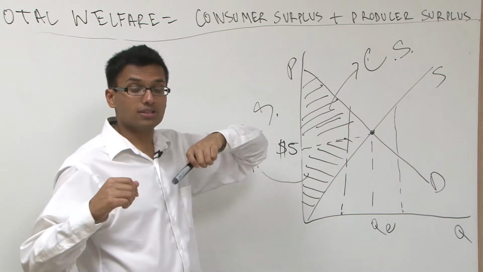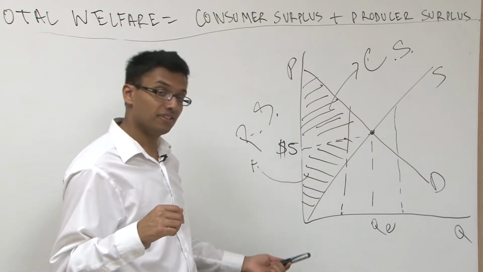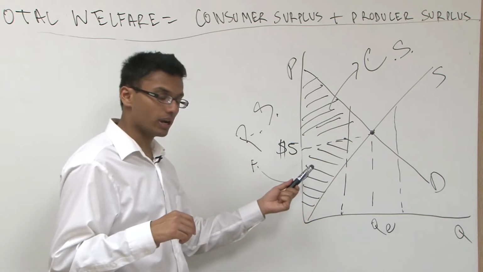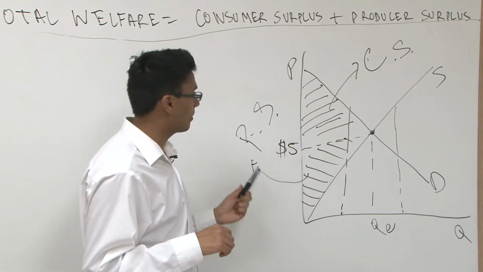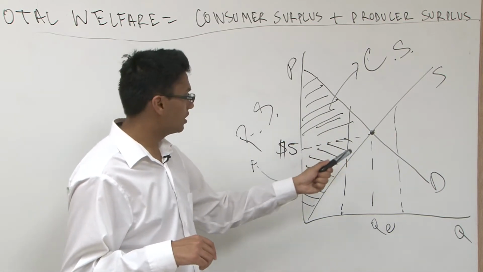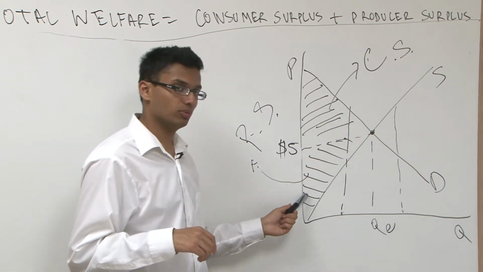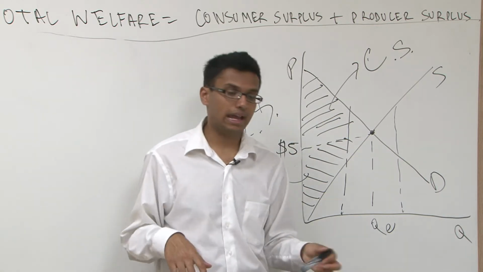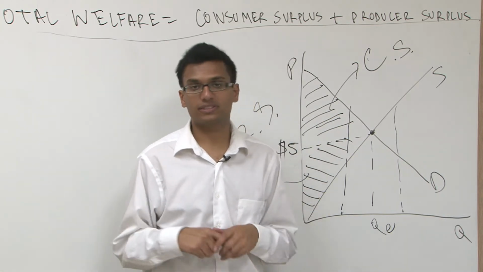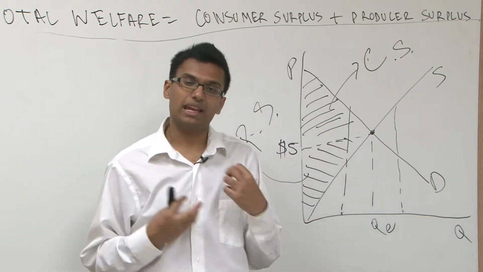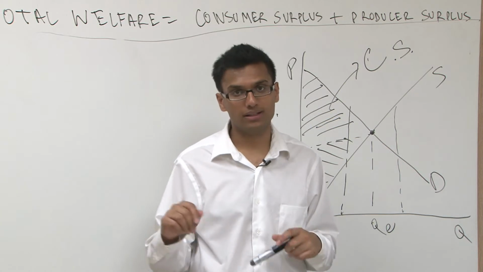The producer surplus is above the supply line, but below the market price. This is the supply line, and so this happens to be my producer surplus. So this is my CS, consumer surplus. This triangle below is my producer surplus, PS, and that's how you draw it. Again, in economics, practice makes perfect like anything else. So draw as many graphs as you can on your own time so that you get the hang of it and understand the concepts behind it.